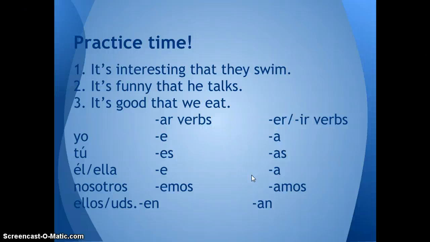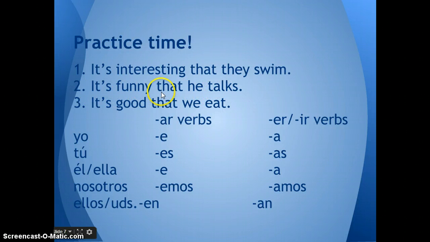Okay, so hopefully you paused your video, you tried out your examples. Let's see how they're supposed to look. This one says, es interesante que, and we want they swim. The verb nadar is an AR verb. There's your AR verb. We want to say they, so it's EN. Es interesante que ellos naden. N-A-D-E-N.